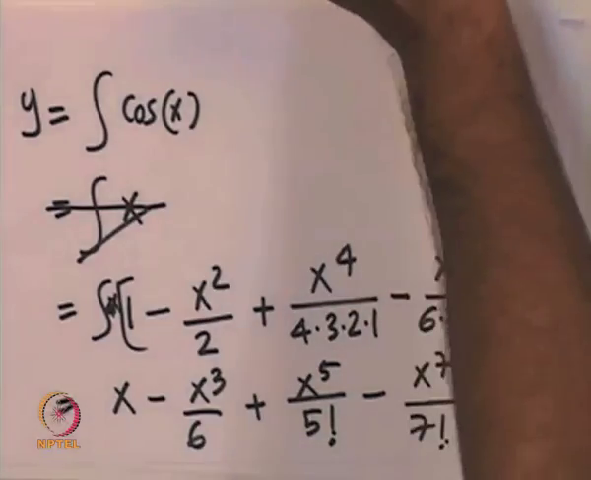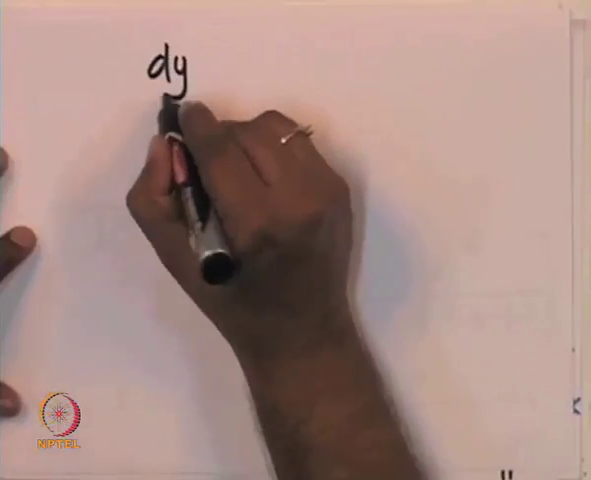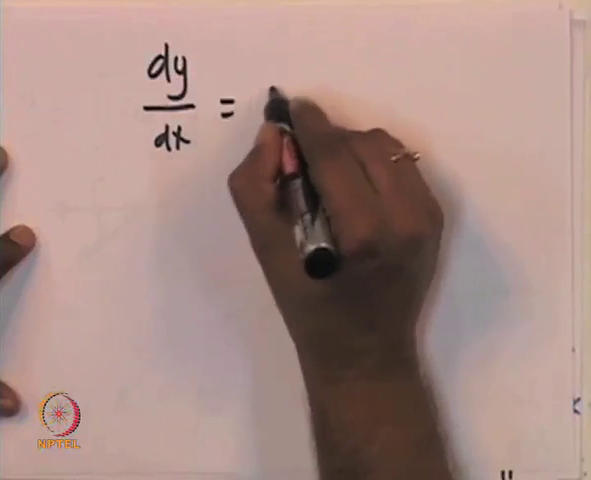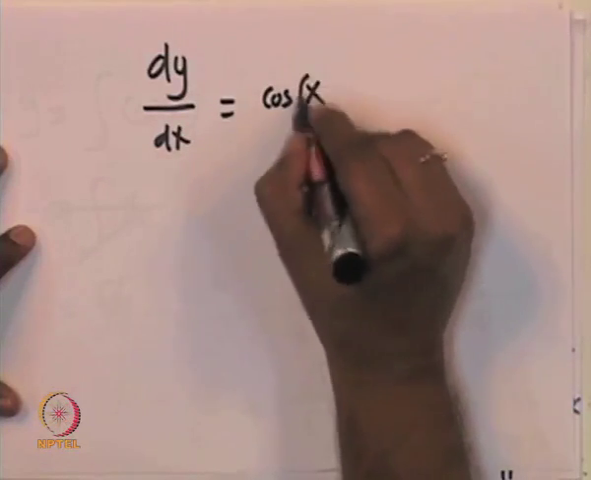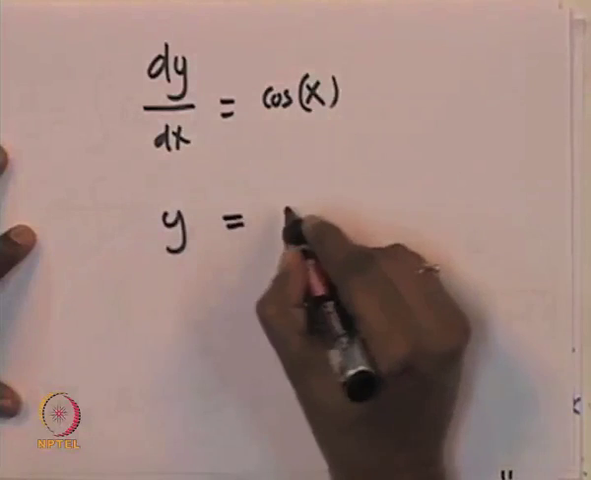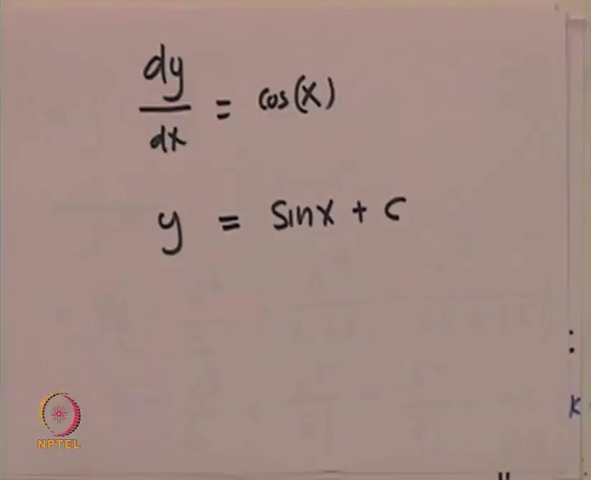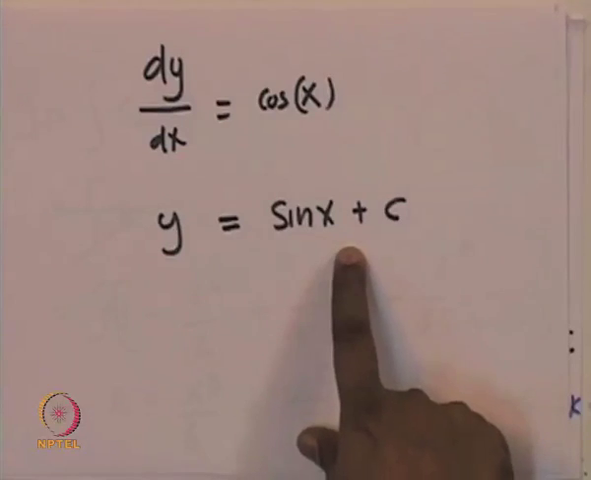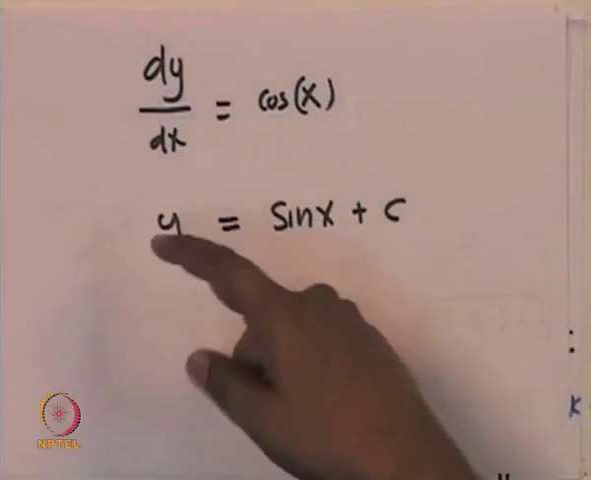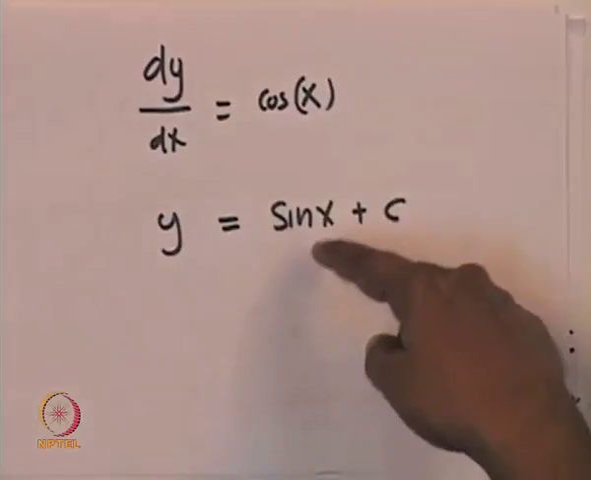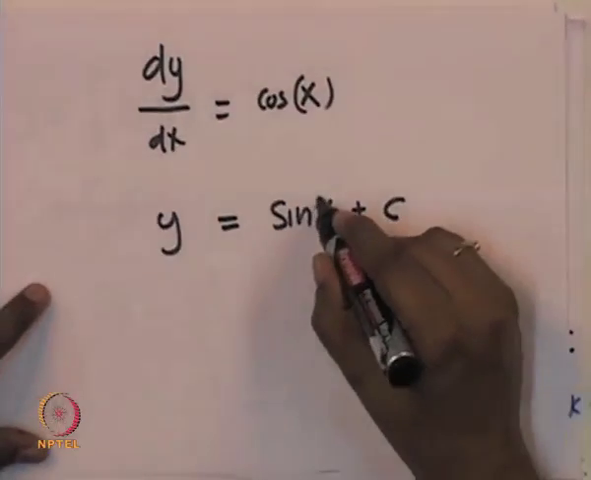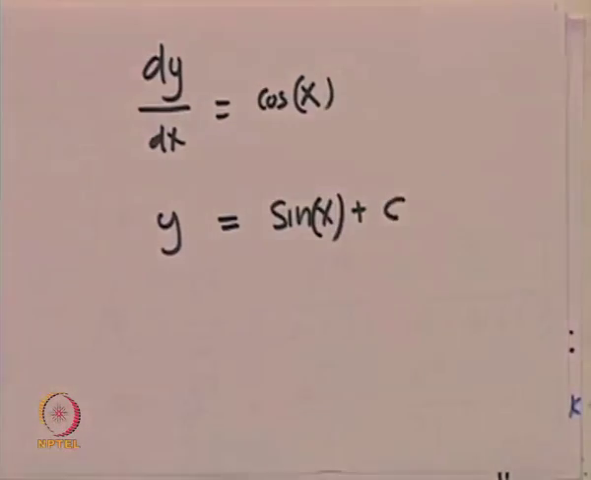So, just like we know that if we had dy by dx is cos x, y is sin x plus constant. This much we know, because we can also guess this: if y is sin x, the derivative of y, dy by dx, has to be cos x, because we know that the derivative of sin x is cos x.